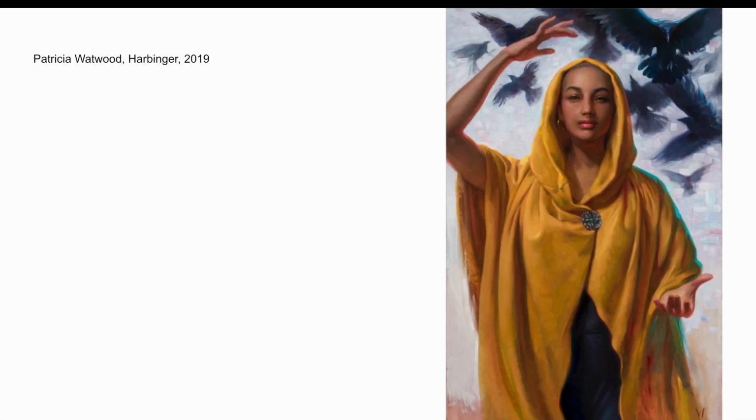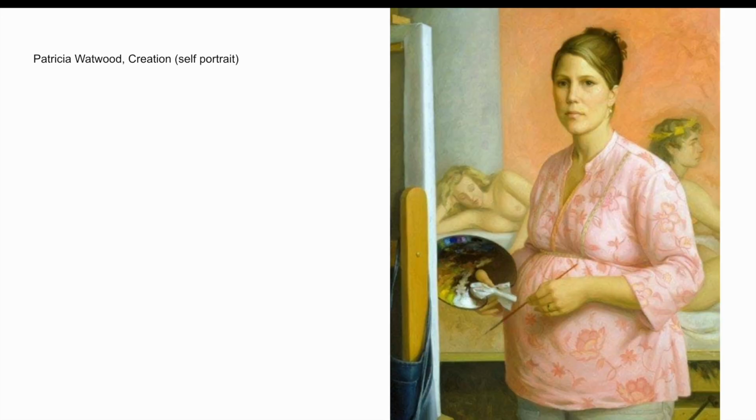All right, getting to the end here. This is Patricia Watwood, who is one of my professors from when I was a graduate student. She paints from life. She hires models, does sketches, and then paints from them. This is Harbinger. You can see the crows back there. This is using herself, called Creation, and it's a self-portrait. This is her when she was pregnant, as the figure of creation.